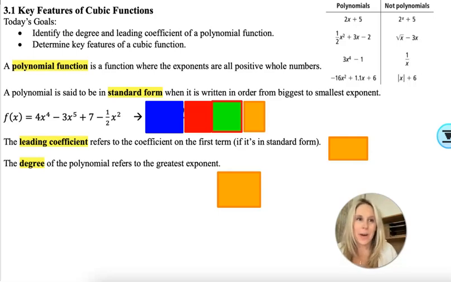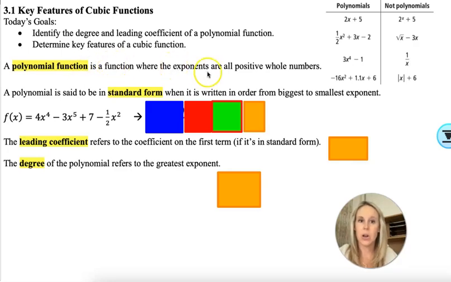So module 2 is all about quadratics. Module 3 is all about cubics. And this is the new part of algebra 2 that you've never seen before, which is kind of exciting. So we've got two goals today. We're going to identify a degree and a leading coefficient of a polynomial, and then we're going to determine key features of cubic functions. So first off, our first vocab word is a polynomial function.